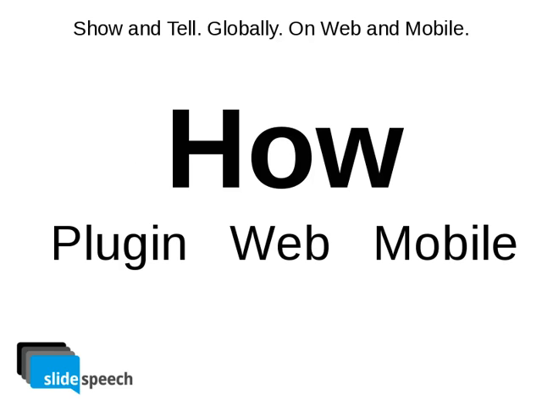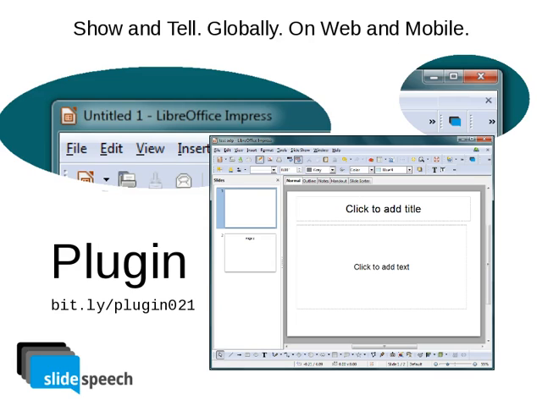So let's look briefly at how to use SlideSpeech with the plugin on the web and on mobile devices. Currently, the SlideSpeech plugin works in the free presentation software called Impress. Once you download Impress and install the plugin, a SlideSpeech icon is added to your toolbar. Clicking that icon will make your slides talk, using the script you write and the text-to-speech voice on the computer.